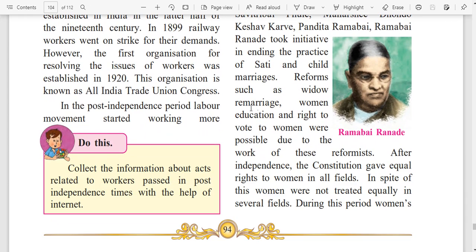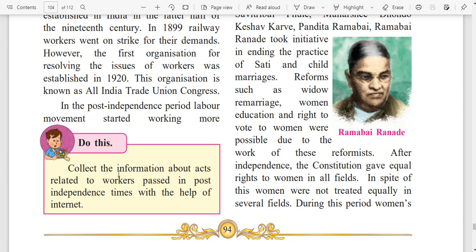Reforms such as widow remarriage, women's education, and right to vote to women were possible due to the work of these reformists. This is the photograph of Ramabai Ranade. After independence, the constitution gave equal rights to women in all fields. In spite of this, women were not treated equally in several fields.